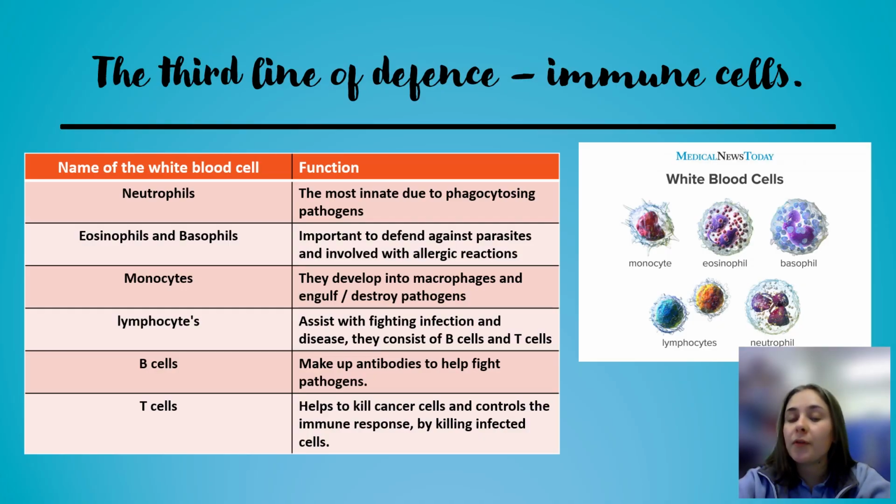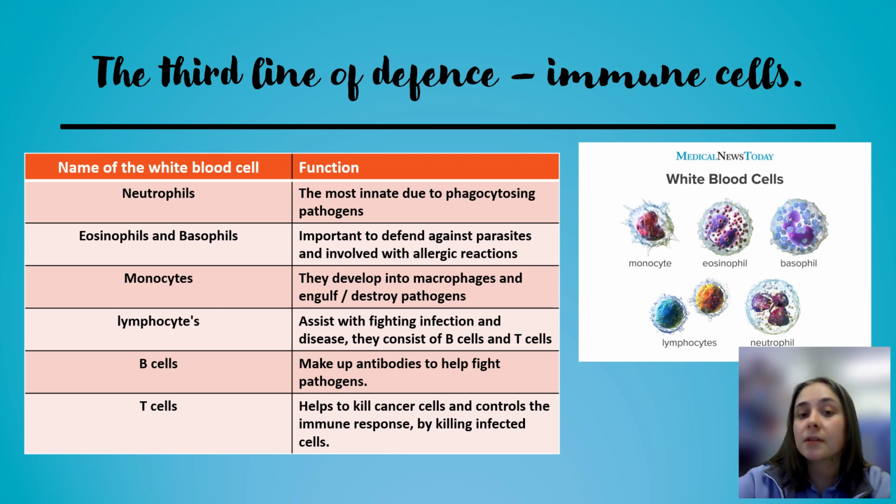I will now be moving on to the different types of immune cells. So here we have a picture that is showing you what these white blood cells look like. And we also have a table on the left side which is giving you the different names of the white blood cells. So here we have neutrophils, and their function is they are the most innate due to being able to phagocytose pathogens. Then moving on to the eosinophils and the basophils.